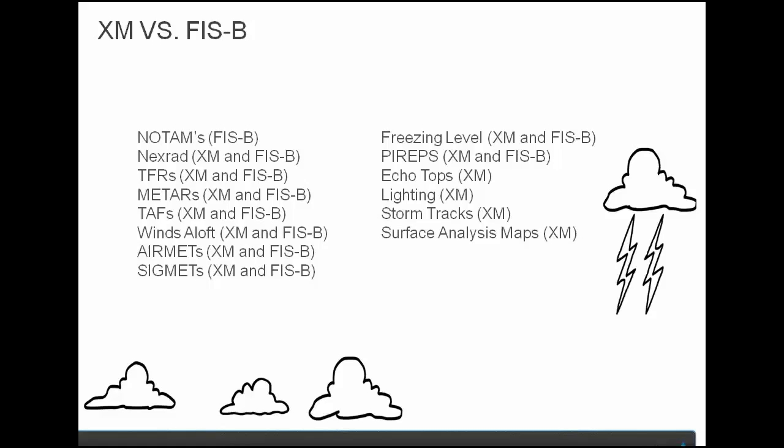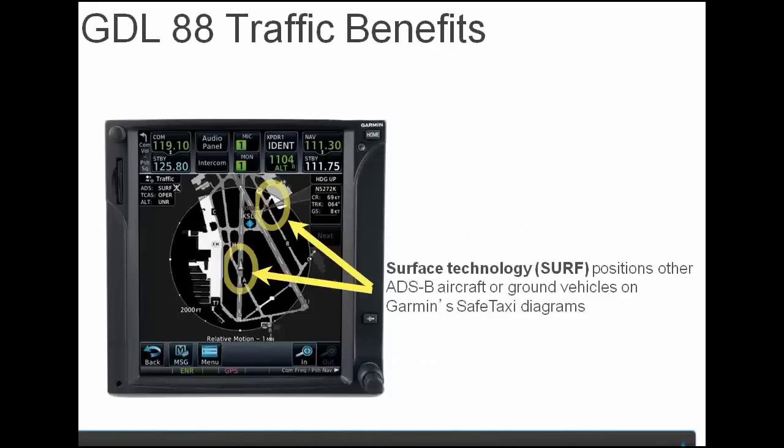Let's talk about the GDL88, the traffic. The FAA has been trying very hard to deal with runway incursions, and they've really supported technology to do that. And here at Garmin, we've done a very good job with that. With surface technology, or what's called SURF, we're able to see aircraft on the same taxi map. So if the aircraft is broadcasting ADS-B Out, you'll be able to see them on the airport. So if you're sitting here getting ready to take off, and another aircraft is just quietly taxiing across your airport or your runway, you'll be able to see that and make decisions appropriately.